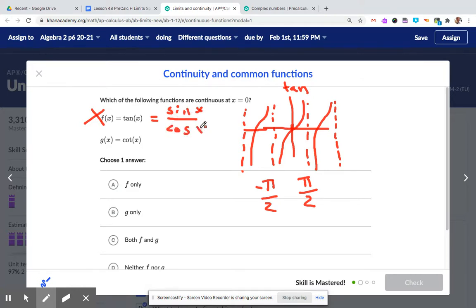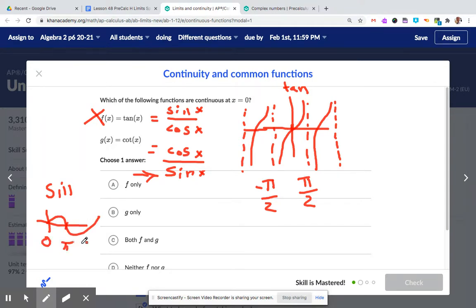Cotangent is the reciprocal of that, so cotangent is cosine over sine. Just thinking about it, where are there issues? When sine is 0. So the sine function, when is that 0? It's at 0, it's at pi, it's at 2 pi, right? So that means we're going to have asymptotes.